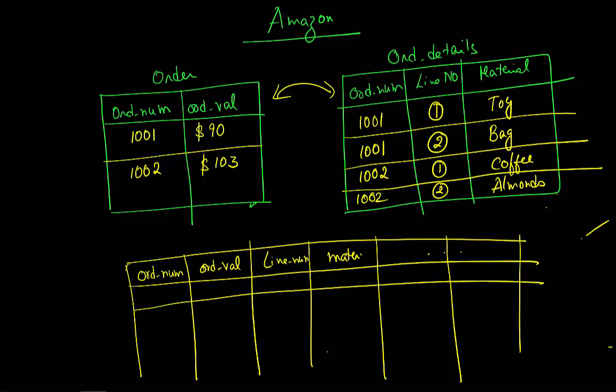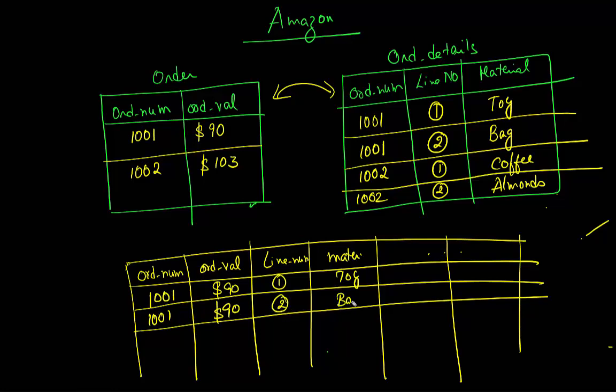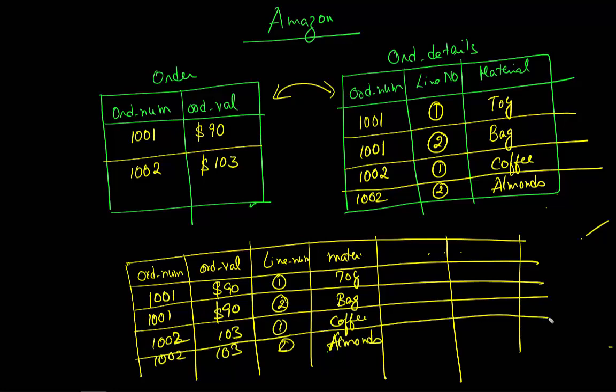And the way we're going to structure this data, when you flatten it out, it's going to look like this: 1001, order value 90, line number 1, toy, 1001, same order, line number 2, it's a bag, 1002, this is 103, right? So this way we can do better analysis.